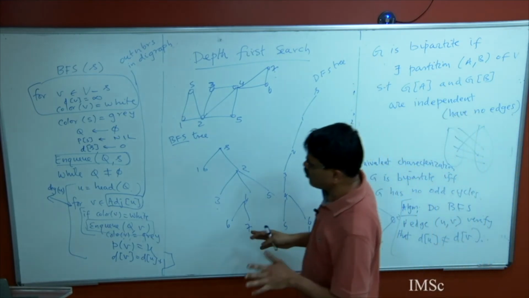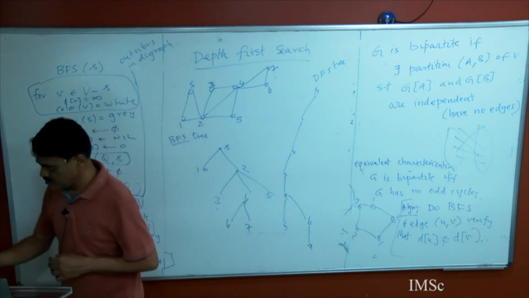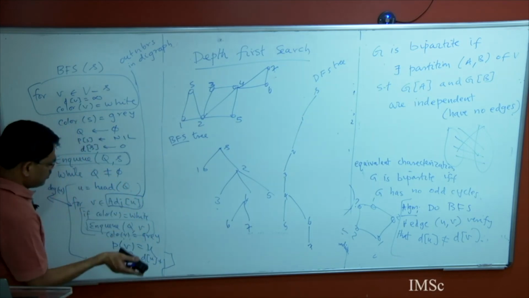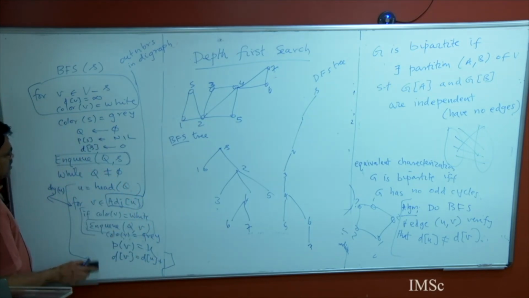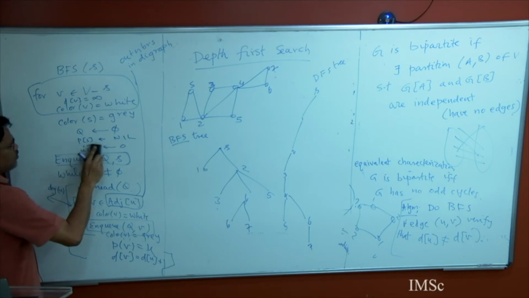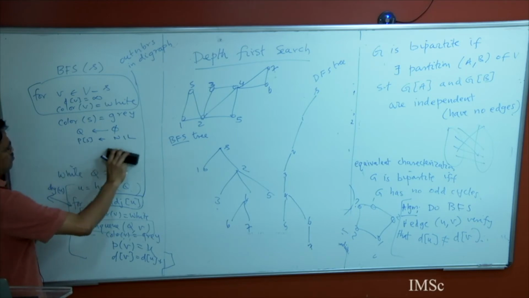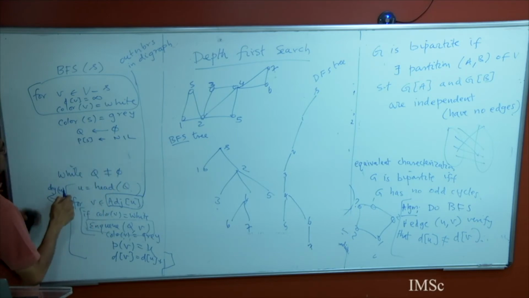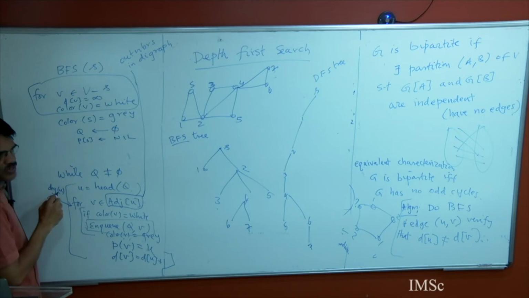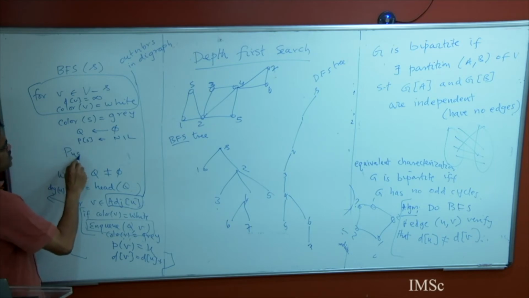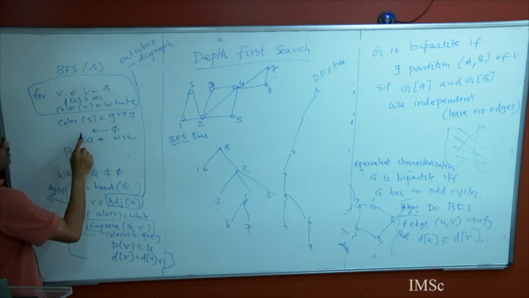So the algorithm, the code is exactly the same, except instead of a queue we will use a stack. I'm going to remove the distance now, because that's not needed. So what is the operation for stack? Push. Yes. So we'll call it S. Push little s into S.